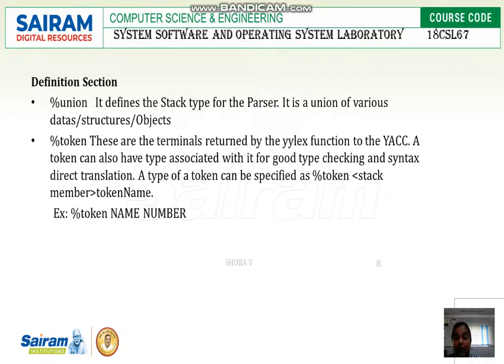Percentage union defines a stack type for the parser, and it is a union of various data structures and objects. Tokens are the terminals returned by the yylex function to YACC, and a token can also have a type. This is good for type checking and syntax-directed translation, and it can be specified as percentage token, stack member of token name. For example, percentage token and name number.